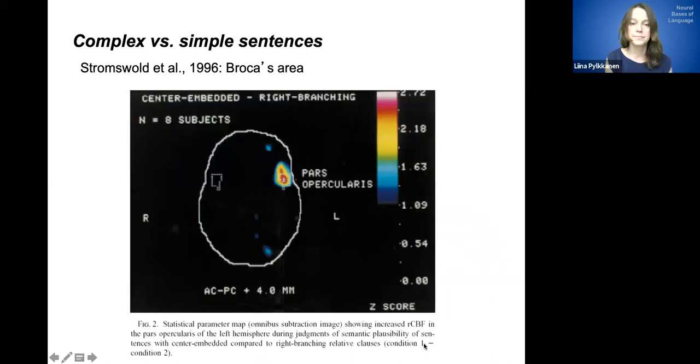Okay, it's a block design. And so what they learned was that if we do a simple subtraction between center embedded minus right branching, an area of Broca's area, pars opercularis, a sub area of Broca's area, is more active for the center embedded expressions. Okay, so that was an important finding because it resonated with those observations for aphasic patients. So now, this idea that Broca's area has something to do with syntax is starting to gain momentum.